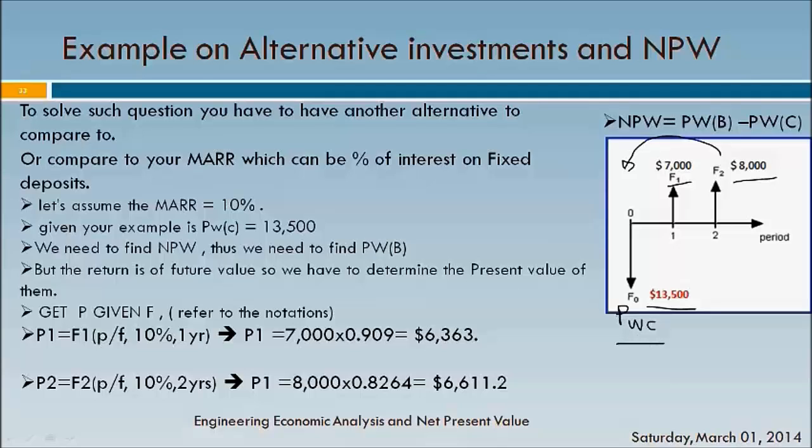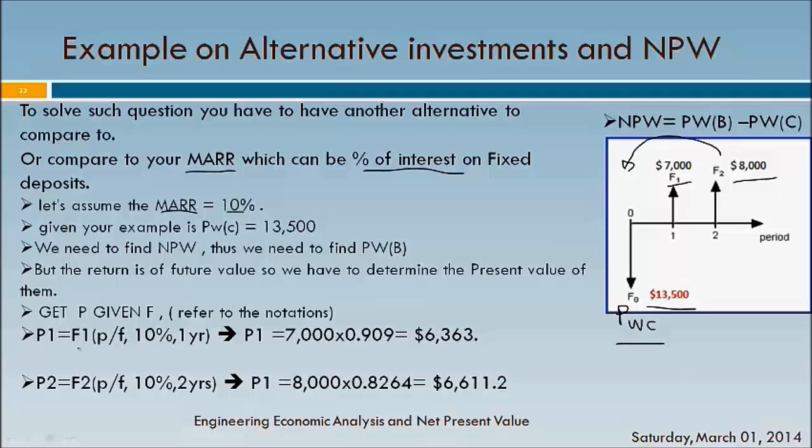Now how to solve this example, and we didn't put the minimum rate of return. So to solve such question, you have to have another alternative to compare to, or compare it to your minimum rate of return, which can be the percentage of interest at any fixed deposit. Now I'm assuming in this example that the minimum rate of return is 10%. So let us now calculate.